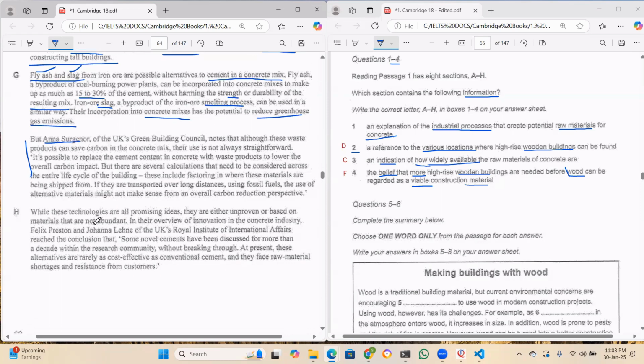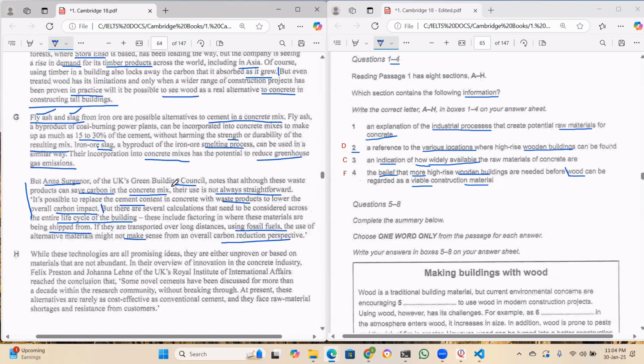Anna Sarginer, of the UK's Green Building Council, notes that although these waste products can save carbon in the concrete mix, their use is not always straightforward. It's possible to replace the cement content in concrete with waste products to lower the overall carbon impact. But, see, there's the word but. There are several calculations that need to be considered across the entire life cycle of the building. These include factoring in where these materials are being shipped from. If they are transported over long distances using fossil fuels, the use of alternative materials might not make sense from an overall carbon reduction perspective.